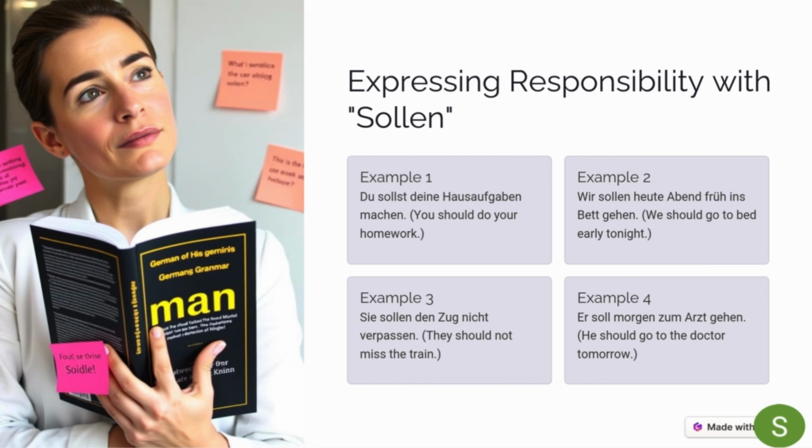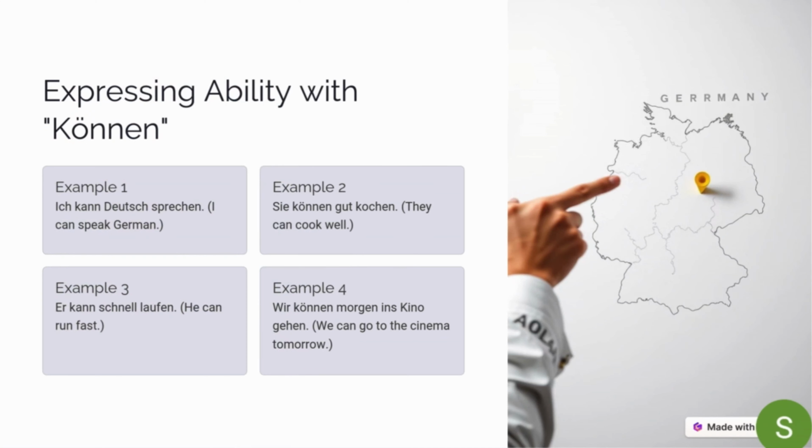Example 4. Er soll morgen zum Arzt gehen. He should go to the doctor tomorrow. He ought to go to the doctor tomorrow, or he is supposed to go to the doctor tomorrow. We can see the three expressions fitting to sollen. So sollen is expressed as should, ought to, and supposed to. That's for sollen.